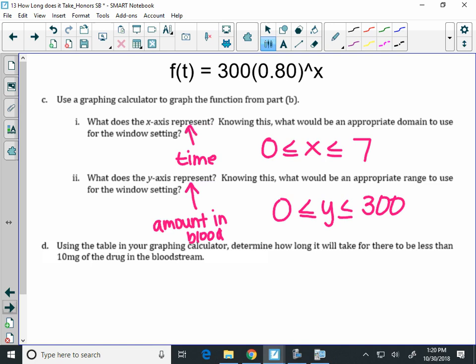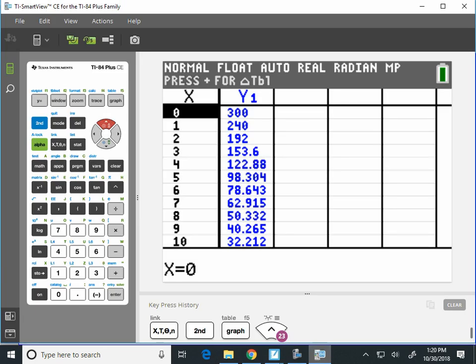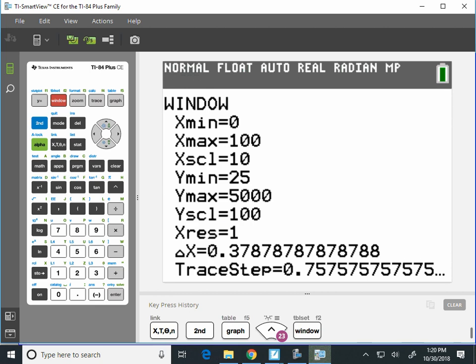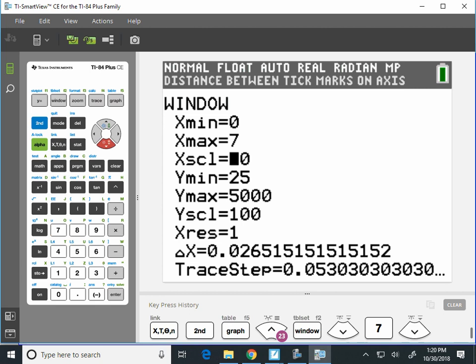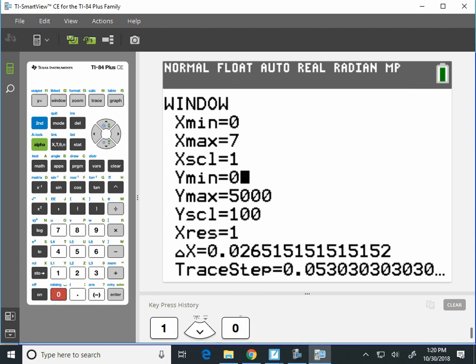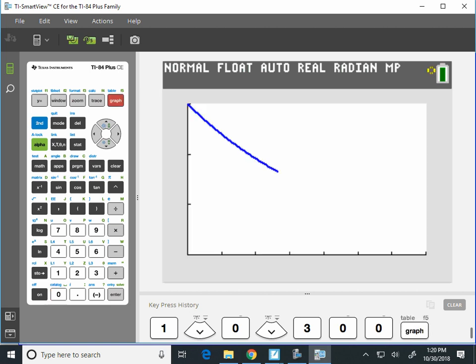So let's take a minute and then recalculate here. Re-put in our window setting. We already typed it into y equals, so we just have to type. Here, we'll go 0 to 7. And then 0 to 300. Look at that. Is that decreasing like we said?